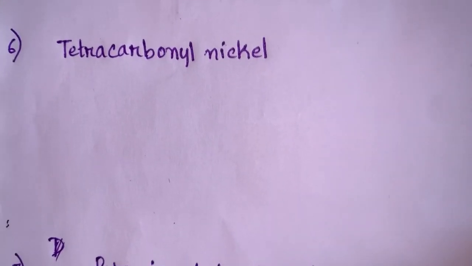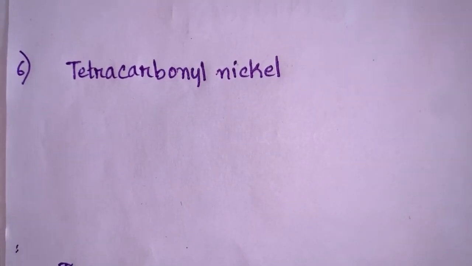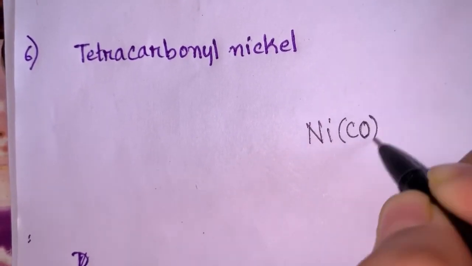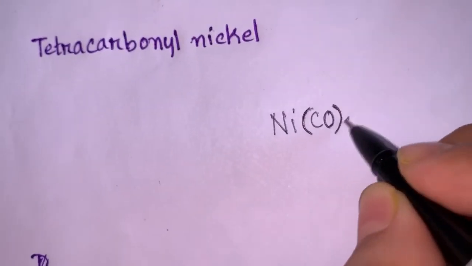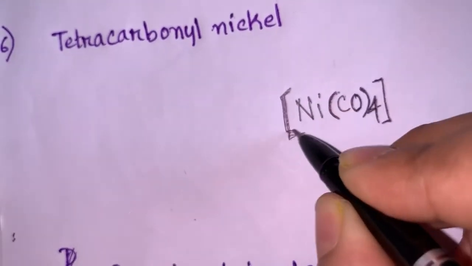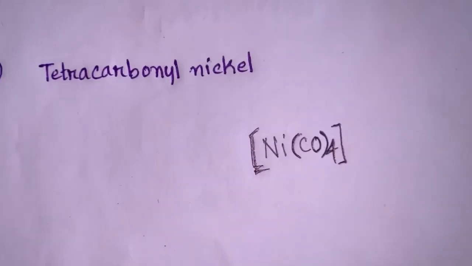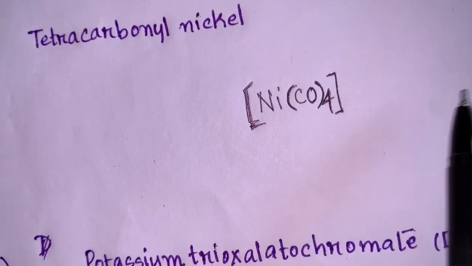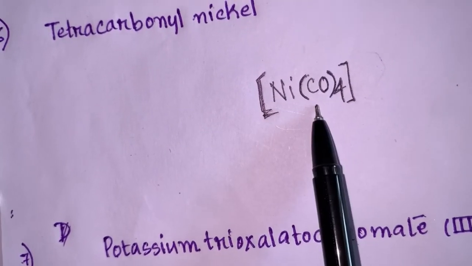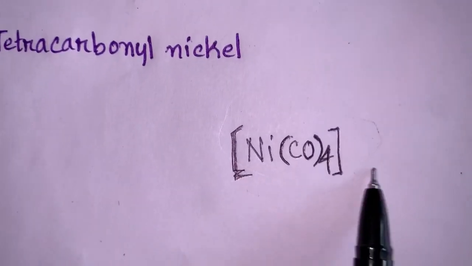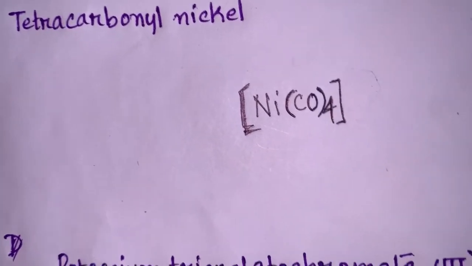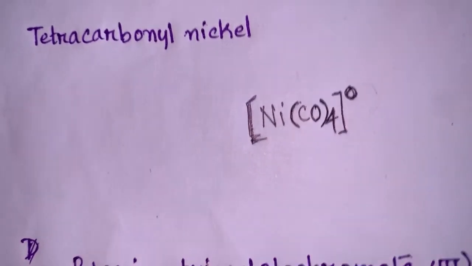Next, tetracarbonylnickel. So this is nickel first, carbonyl means CO, 4 of it is present inside the square bracket, and here interestingly there is no outside atom. Here we don't require any outside atom, it is not mentioned. And here we need to say that the charge outside will be 0.